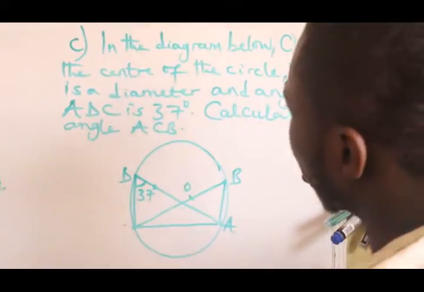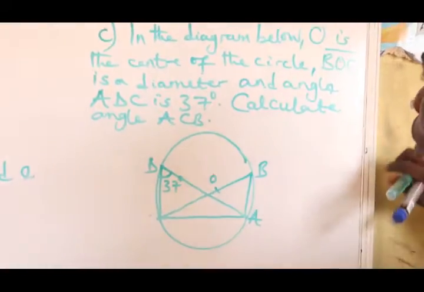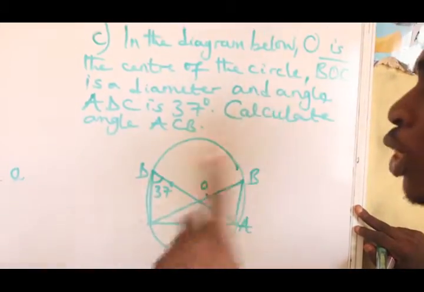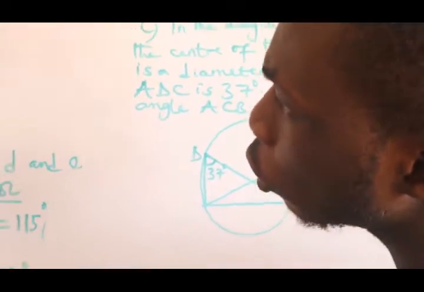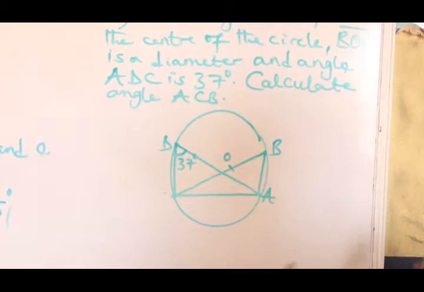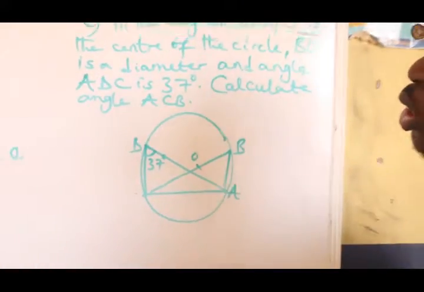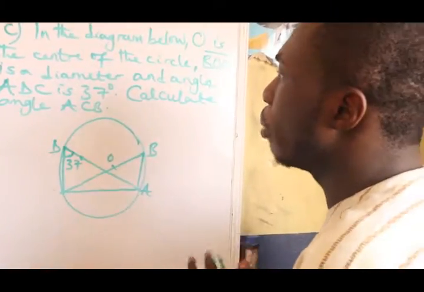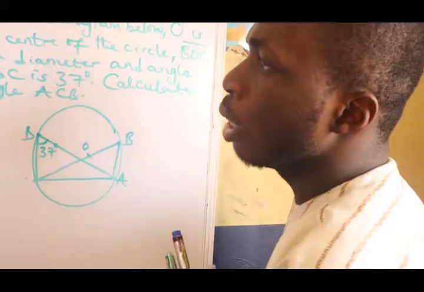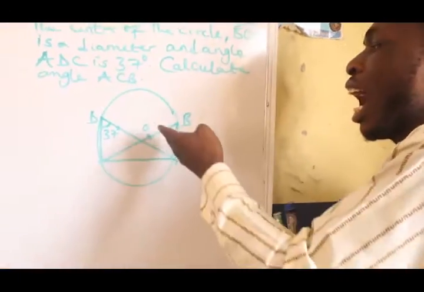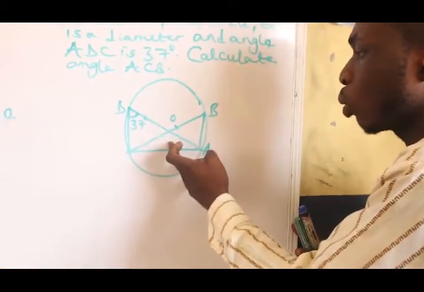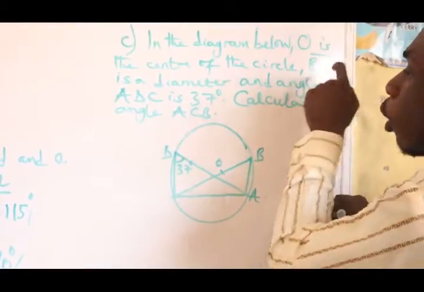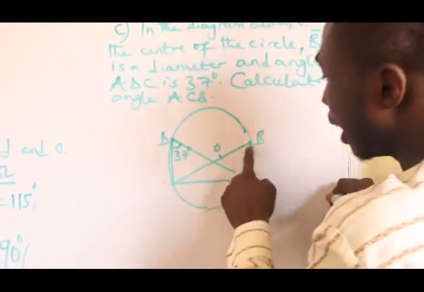In fact, once you are told that you have the center, you should remember the first theorem and the third theorem. The first theorem says angle at the center is twice angle at the circumference. So once you are told that you have a center, the possible theorems you can remember are the first theorem and the second theorem that says angle in a semicircle is a right angle. So let's continue. BOC is a diameter.